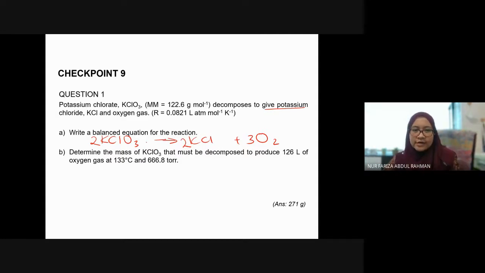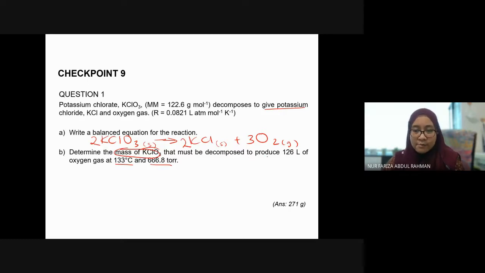Okay, balanced. So this is solid, this is also solid, and this is gas. Determine the mass of KClO3 that must be decomposed to produce 1.26 liter of oxygen gas at 133 degrees Celsius and 666.8 torr. Obviously these two need to be converted into Kelvin and atm respectively. You have to convert that first. And then, let's look at the question. Determine the mass of KClO3. The question is asking for mass of KClO3.